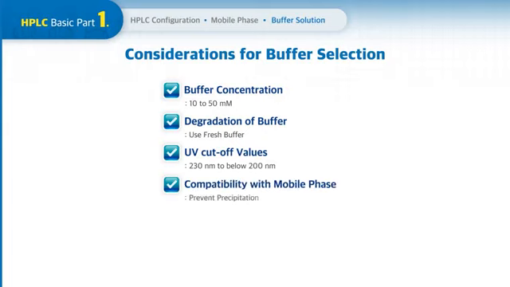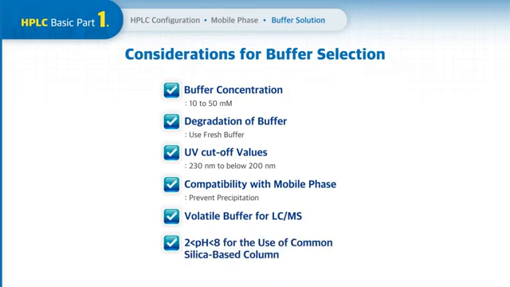Buffer should be compatible with the mobile phase. You need to prevent the precipitation of buffer in the system. A test tube test should be conducted to determine buffer precipitation. For the use of LC-MS, volatile buffers should be selected according to the recommendation. For the use of a silica-based column, the pH range should be adjusted within pH 2 to pH 8.